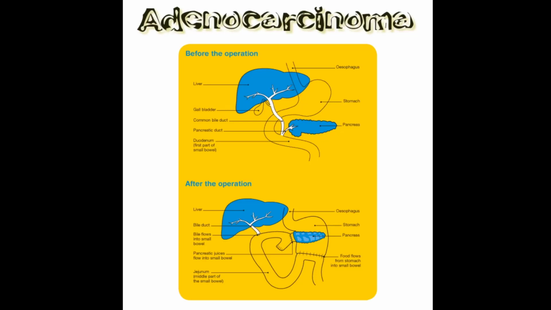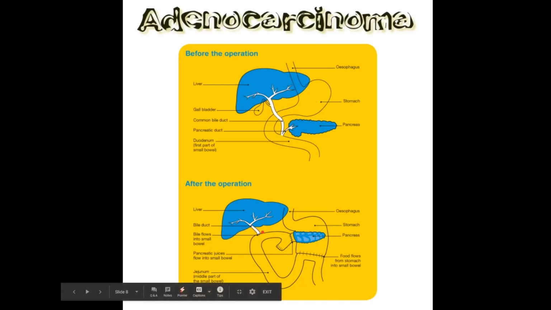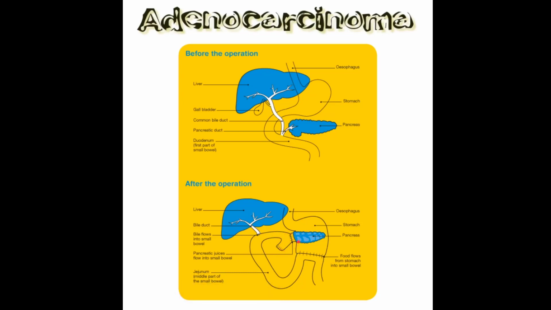This picture here shows us the before and after of a Whipple procedure. So we have the stomach, the esophagus, bile ducts, gallbladder, and we can see how the bile ducts connect with the pancreatic duct and enter into the duodenum. Remember, with the Whipple procedure, the gallbladder is removed, so that's gone. It's going to remove the common bile duct, so you can see that area is gone. It's going to remove the head of the pancreas and the first part of the duodenum.